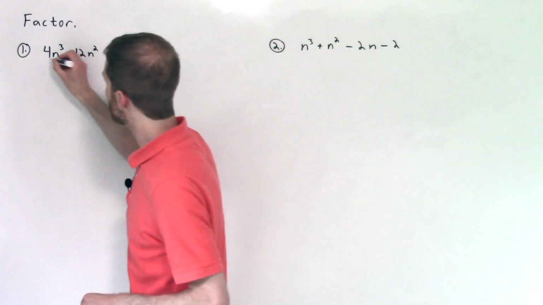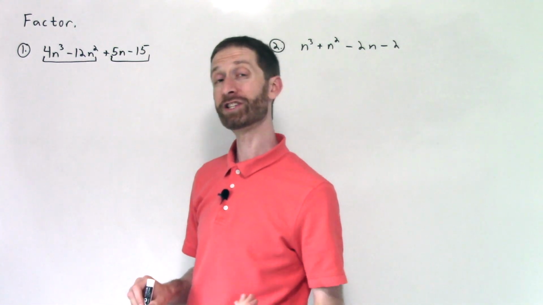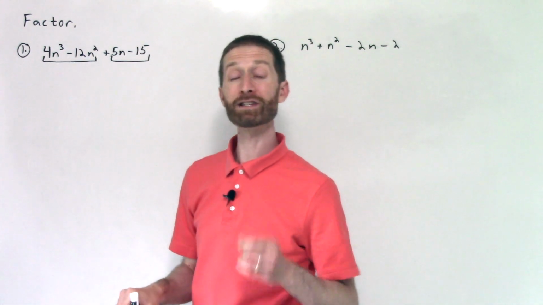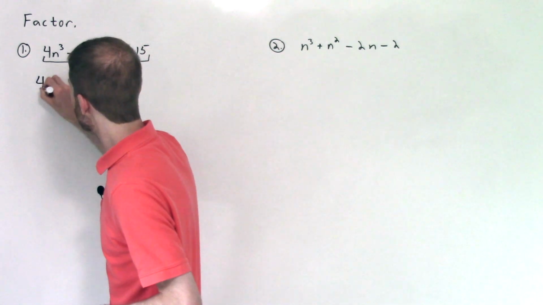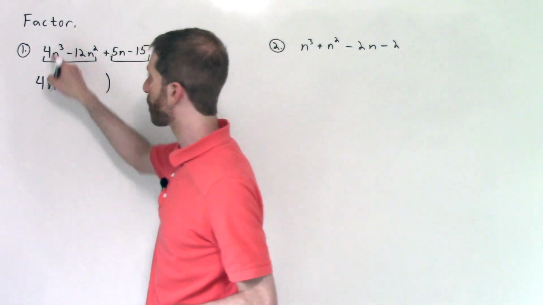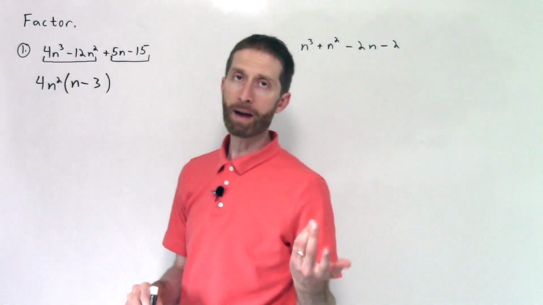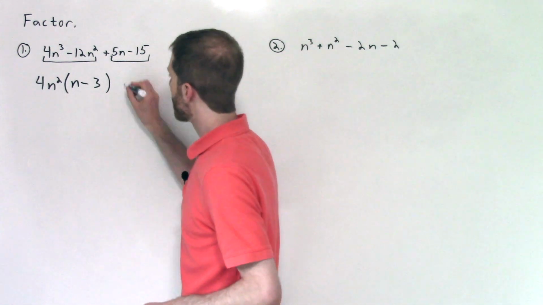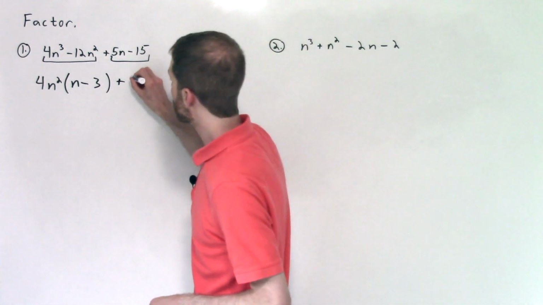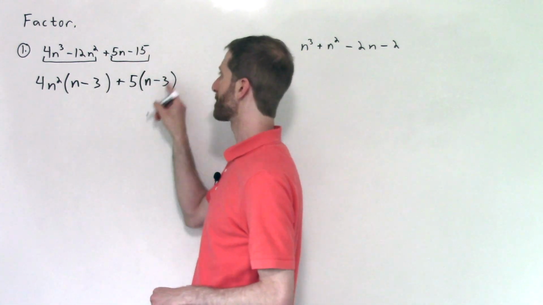So you group things into the highest 2 degrees and lowest 2 degrees. And then if each of those has a GCF, you pull out the GCF. So the GCF of 4n to the third minus 12n squared is 4n squared. So 4n squared times, and now what's left in here? Well, you'd have an n, because n times 4n squared gives you 4n cubed, minus 3, because 3 times 4n squared gives you minus 12n squared, with the minus there. Okay, now we have plus, and what's the GCF of 5n minus 15? 5. So we factor out the 5, and you get n minus 3. 5 times n, 5 times minus 3.